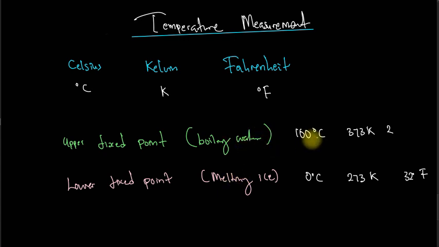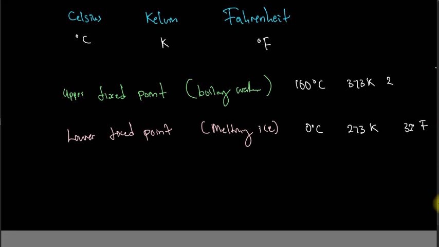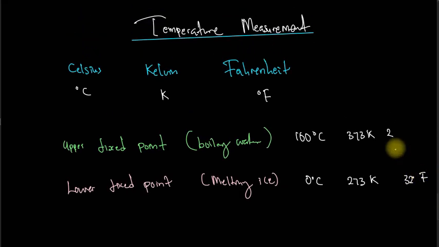The equivalent for the upper fixed point on the Celsius scale is 100 degrees for pure boiling water, and that for melting ice is 0 degrees on the Celsius scale. But on the Kelvin scale, just add 273, right? 373 Kelvin as the upper fixed point and 273 Kelvin as the lower fixed point. But for Fahrenheit, we have what? 32 degrees Fahrenheit for pure melting ice, and 212 degrees Fahrenheit, which is equivalent to the temperature of pure boiling water at standard atmospheric pressure.